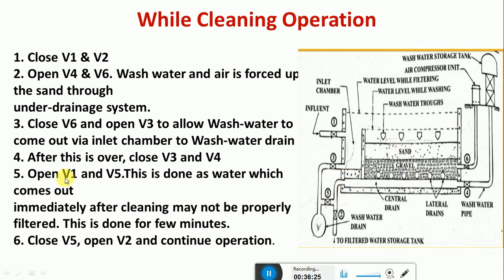Then when all the water has reached this wash water trough, immediately after the cleaning it may not be properly done, so we will allow this process to happen for some amount of time till all the wash water is drained out from the filter media. Then we will close valve V5 and open V2 to continue the operation again. So only V1 and V2 will be open during the normal operation of the filter.